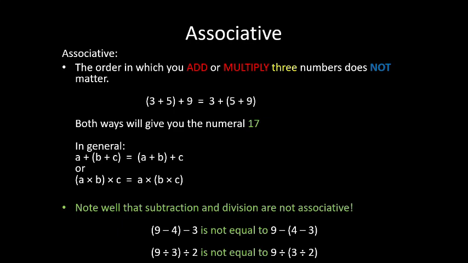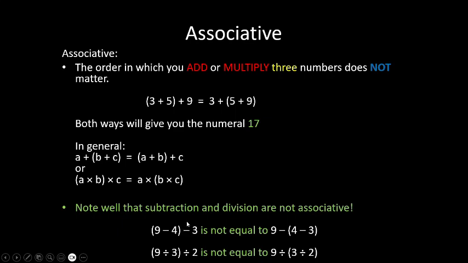Note well that subtraction and division are not associative. 9 minus 4 in brackets, subtract 3, is not equal to 9 minus in brackets 4 minus 3. 9 minus 4 will give us 5, subtract 3, that will give us 2. If you subtract 3 from 4, you will get 1. 9 minus 1 will give us 8, two different answers.